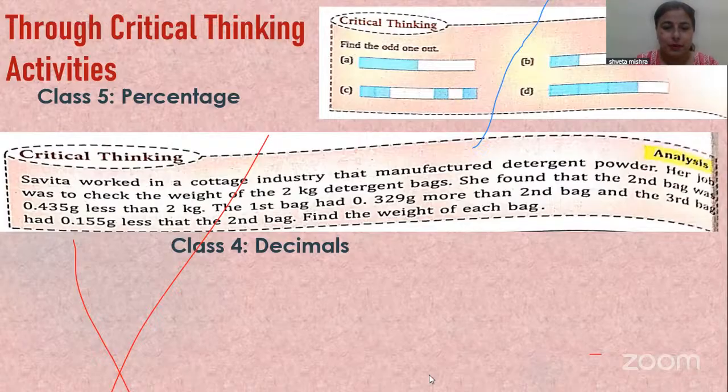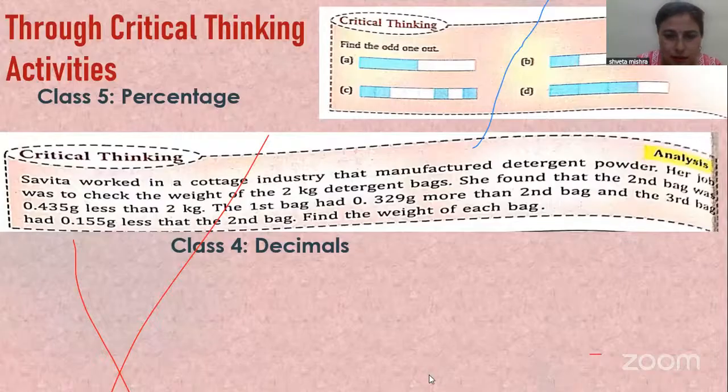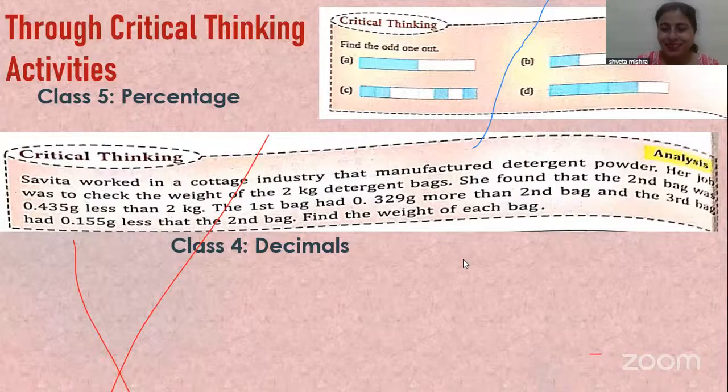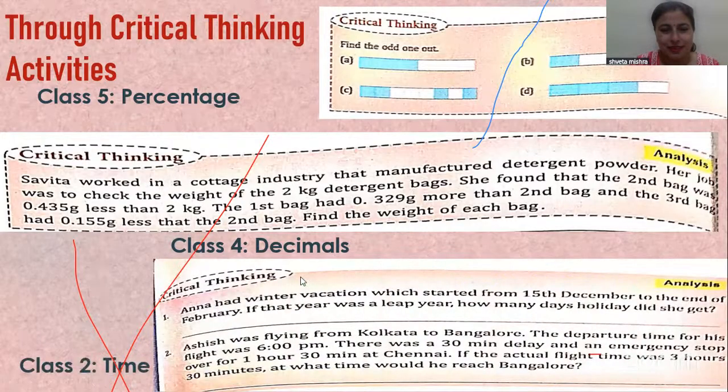I think somebody has sent the answer. First is 0.1894. Oh my God, that's great. Shalika ma'am, you are rocking. I am getting all the good answers from you. Very well done. Great. So let's have the next one. Oh, here comes another one.